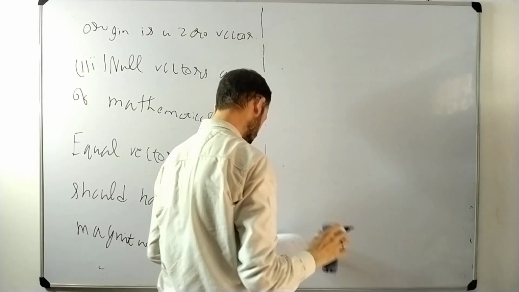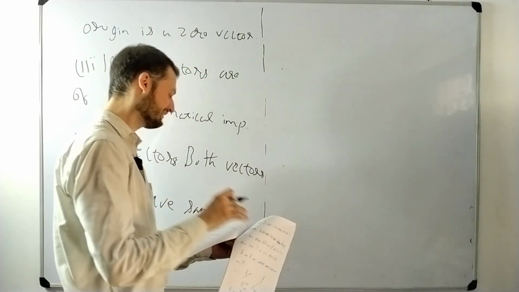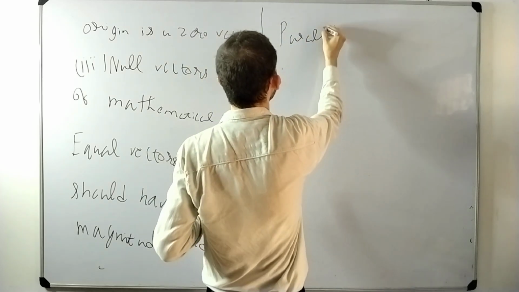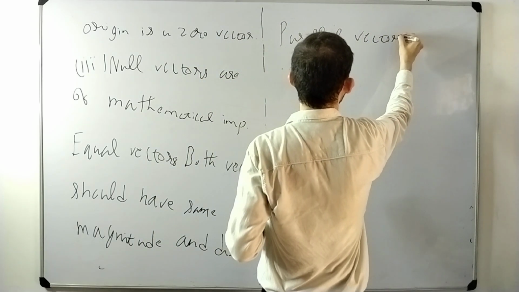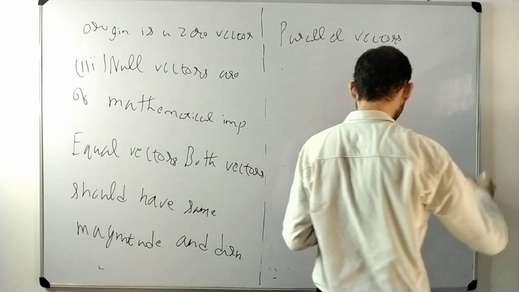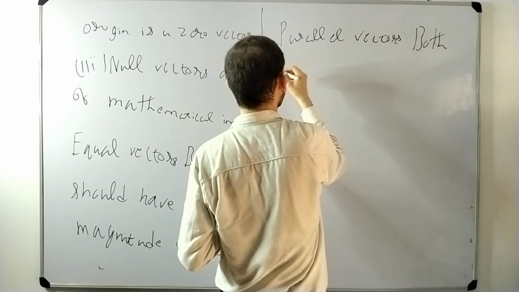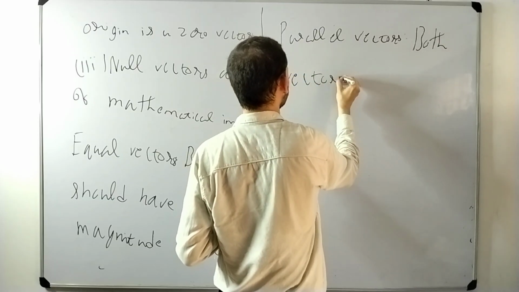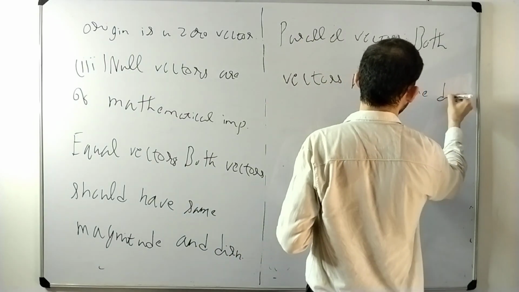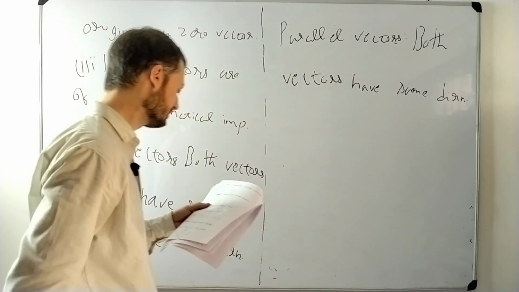Next part, so many kinds of vectors. Yes, students, many kinds. Parallel vectors. What are parallel vectors? Both vectors have the same direction. Same direction means they are parallel, not inclined to each other by even 1 centimeter or anything like that.